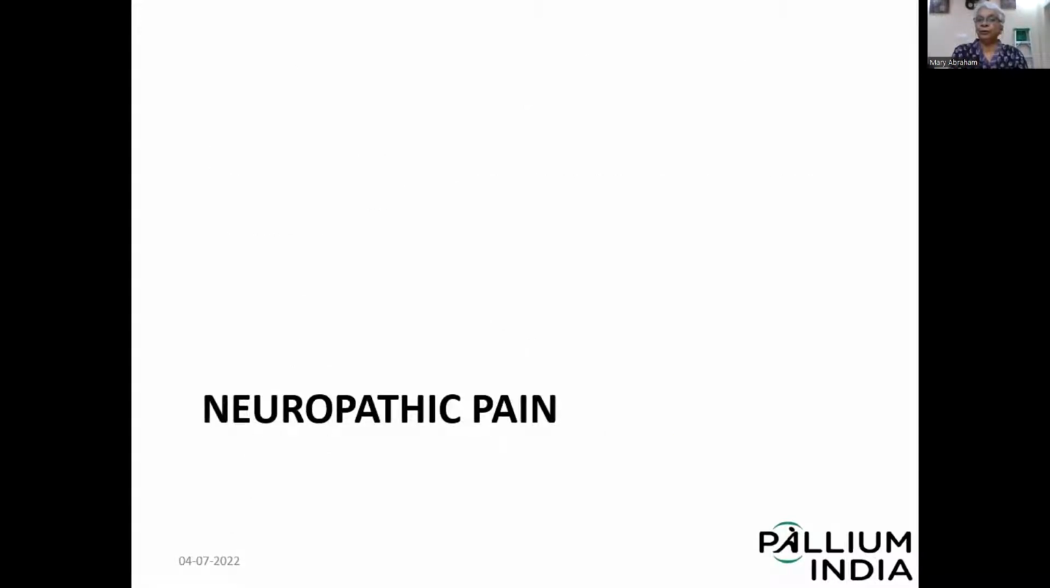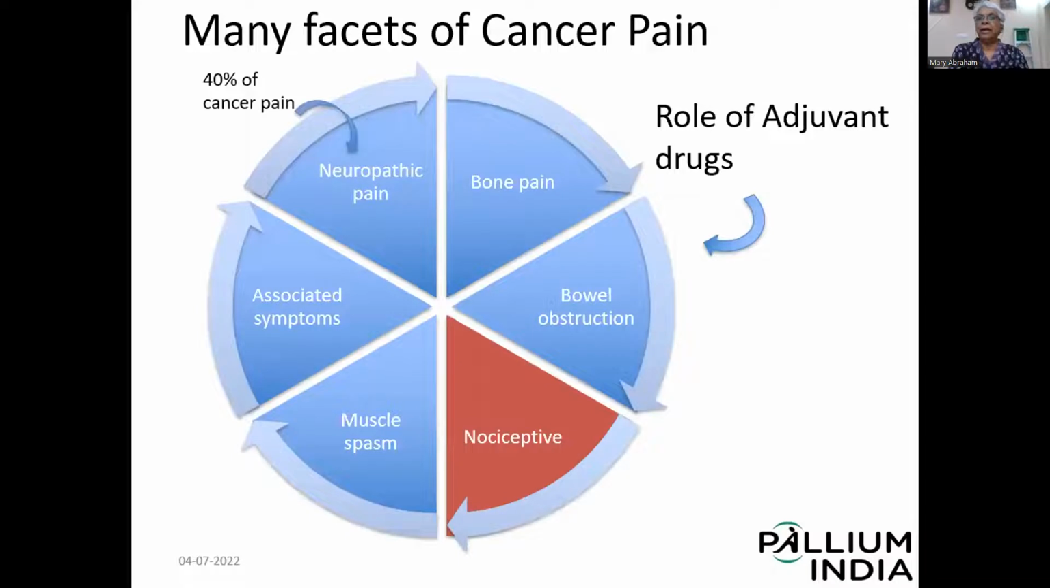Now let's come to neuropathic pain. Cancer pain is multifaceted. Okay, it is not just because of tissue injury or nociceptive. There could be bowel obstruction pain or spasmodic pain. There could be bone pain. 40% of cancer patients have neuropathic pain. There could be other symptoms, and there could be even muscle spasm.